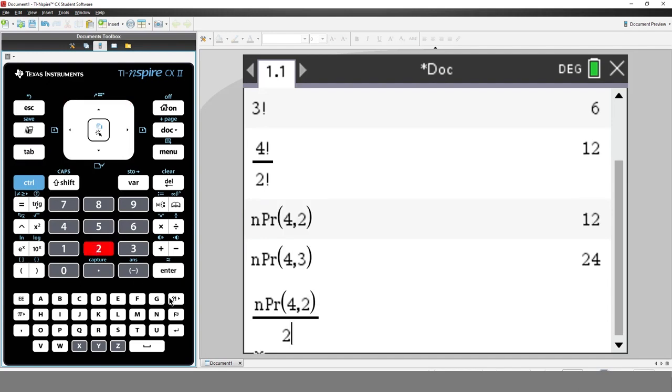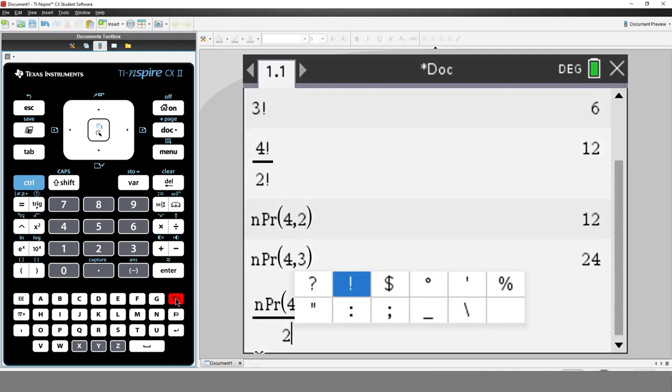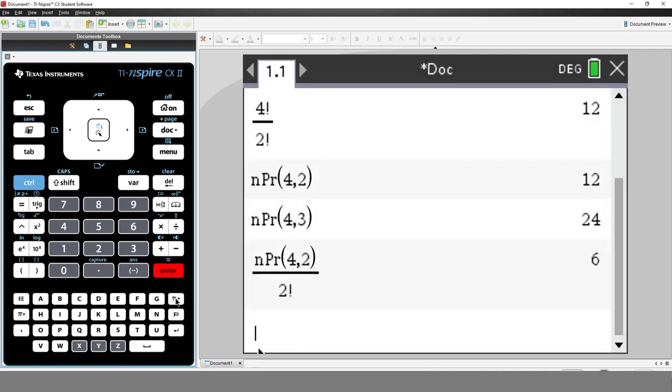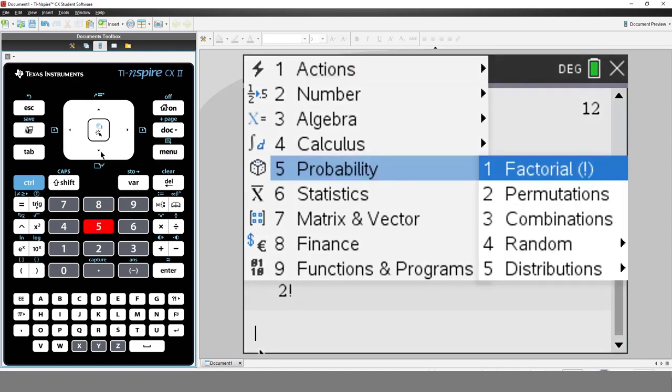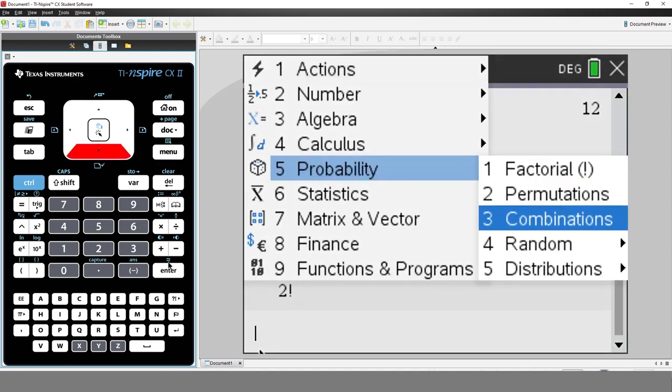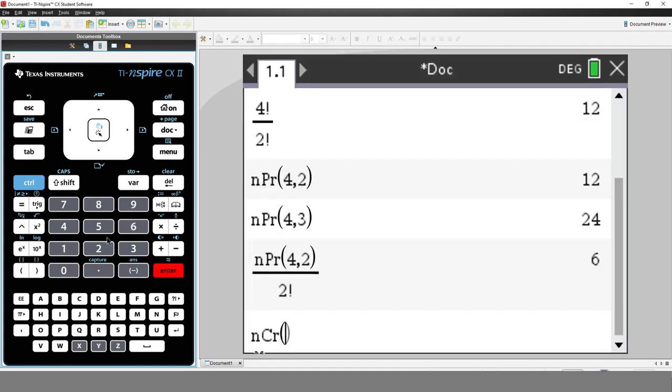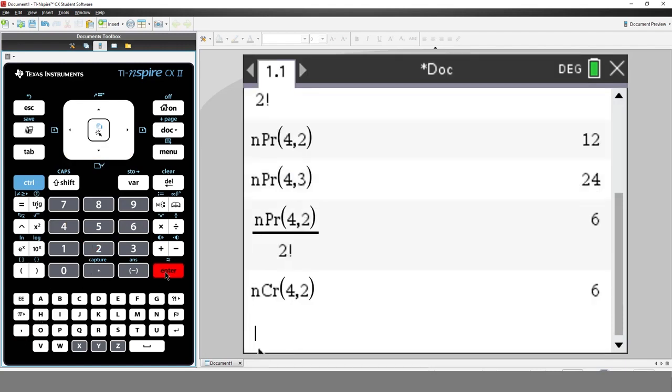This is referred to as combinations. Of course, the combinations command is also located in the probability menu. So, with 4 cars to choose from, and just 2 visible, and we don't care about their order, we get 6 combinations.